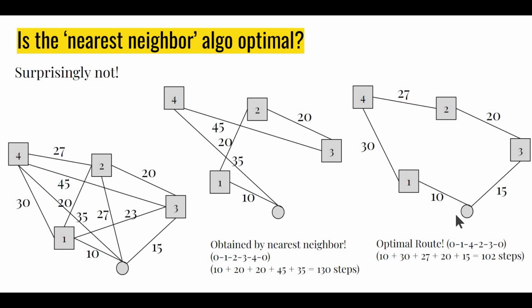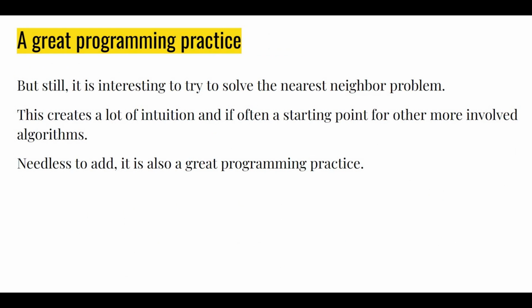So the nearest neighbor is in fact not optimal, because it's what we call a greedy algorithm. And there's a parallel in general life as well. Sometimes we try to optimize only for the moment, but in that process, we lose track of the bigger picture. So that's kind of what's going on here. But though this is not optimal, it is in fact a very good programming practice to build this, because it creates a lot of intuition. And often you find that this is a starting point for more involved algorithms.